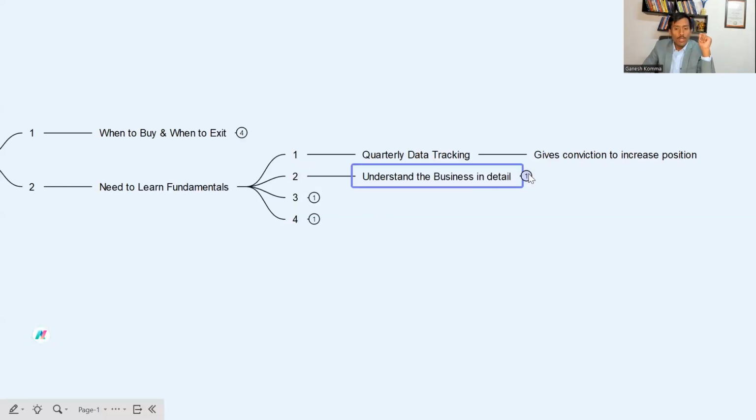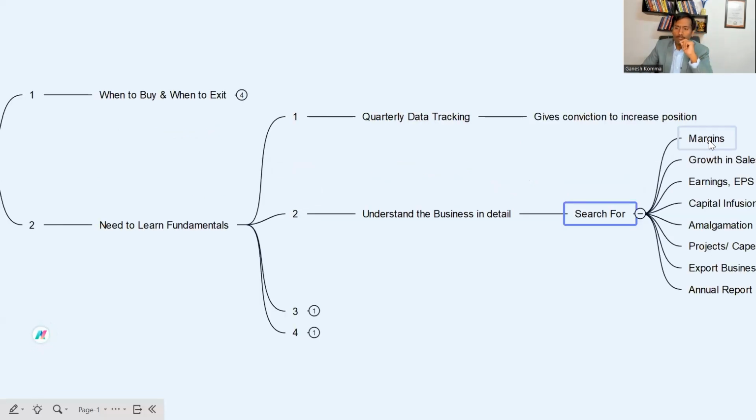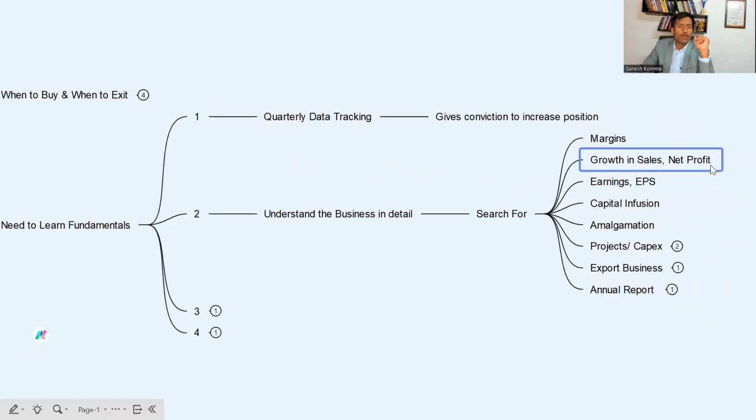Second, you can understand the business in detail. Now, sir, I wanted to learn about what's the problem in Titan. You open up Screener, go to the latest quarterly report or the con call report. There are PDFs in Screener. You download that PDF and you search for margins. How did the margins improve? How did the growth in sales and net profit improve?